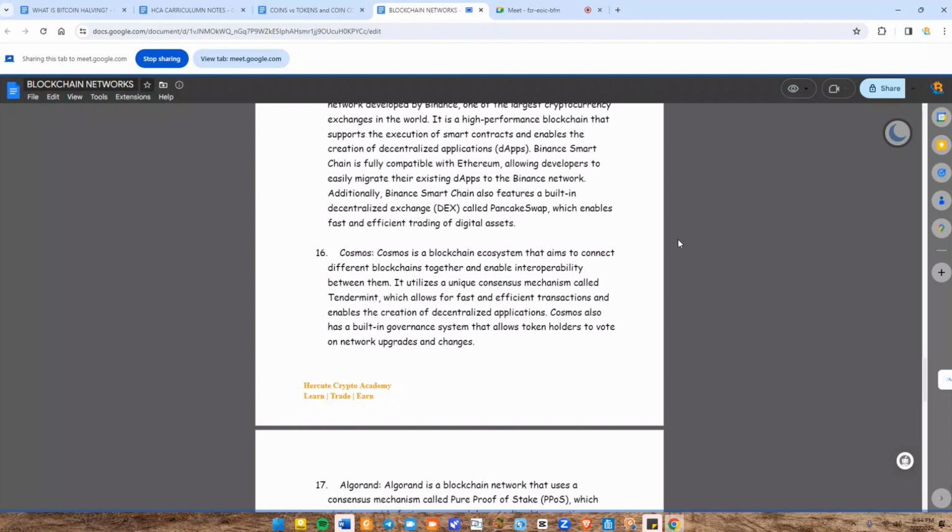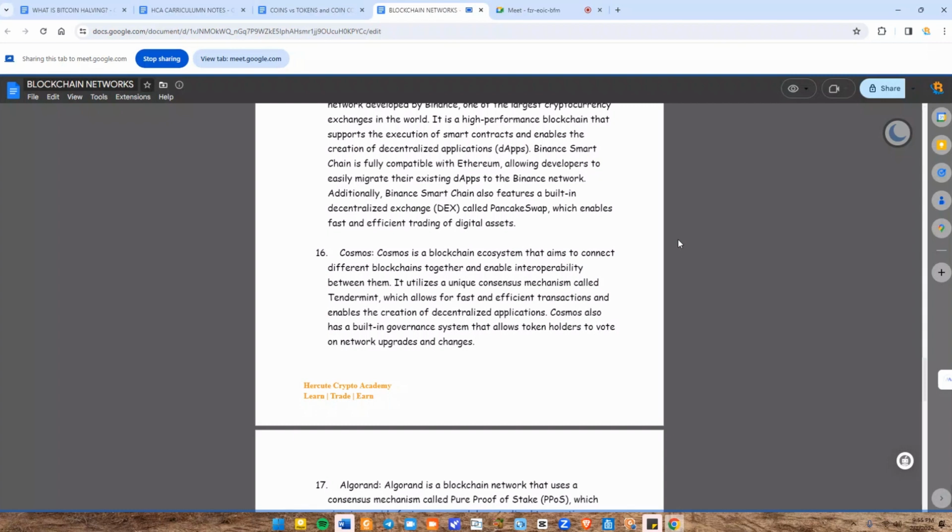Okay, it utilizes a unique consensus called the Tendermint, which allows for faster and efficient transactions and also enables the creation of decentralized applications, which now can allow this interoperability between these different blockchain networks, okay? Cosmos also has a built-in governance system that allows token holders to vote on network upgrades and changes.